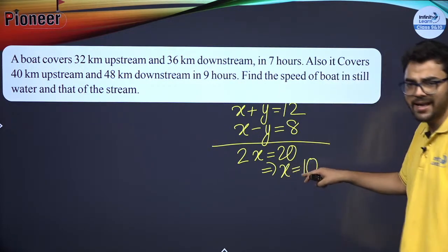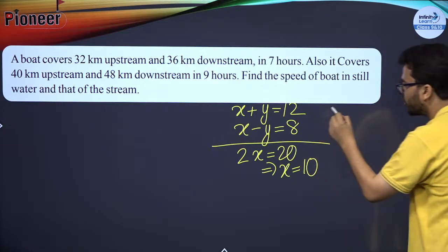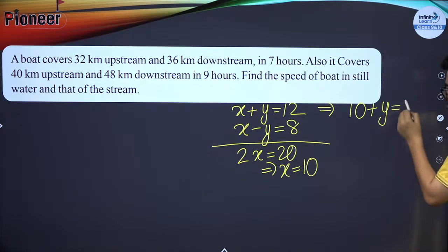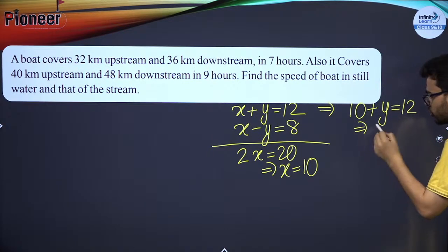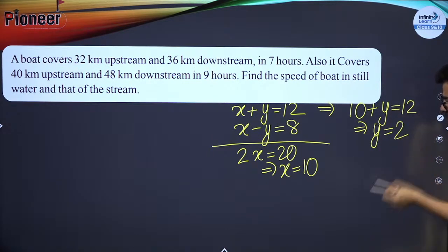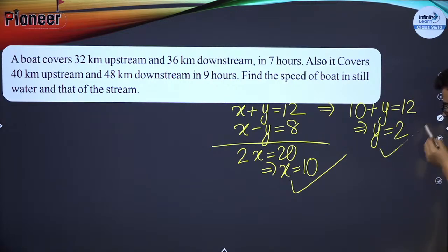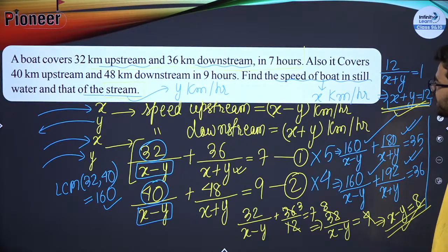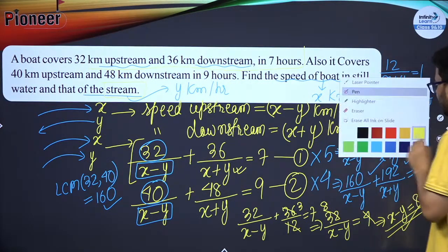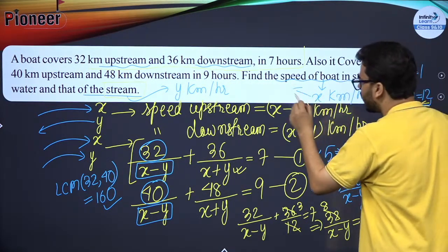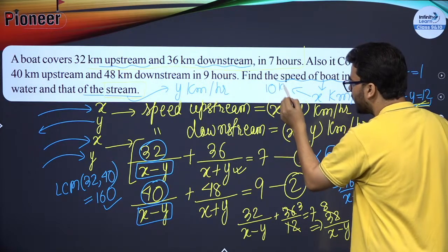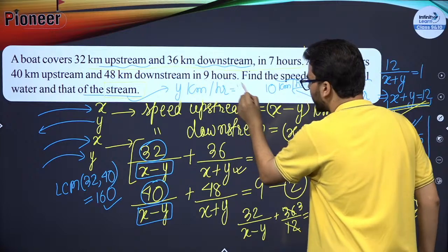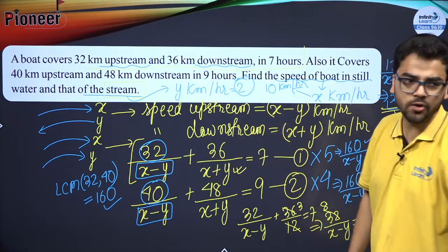And if I've got x is equal to 10, I can put in the first equation x is equal to 10. So 10 plus y is 12. I will get y is equal to 2. So what can I say, guys? X is equal to 10 and y is equal to 2 we have got, right? So it means the speed of the boat in still water is 10 km per hour, right? And speed of the stream is 2 km per hour. So that is the solution.